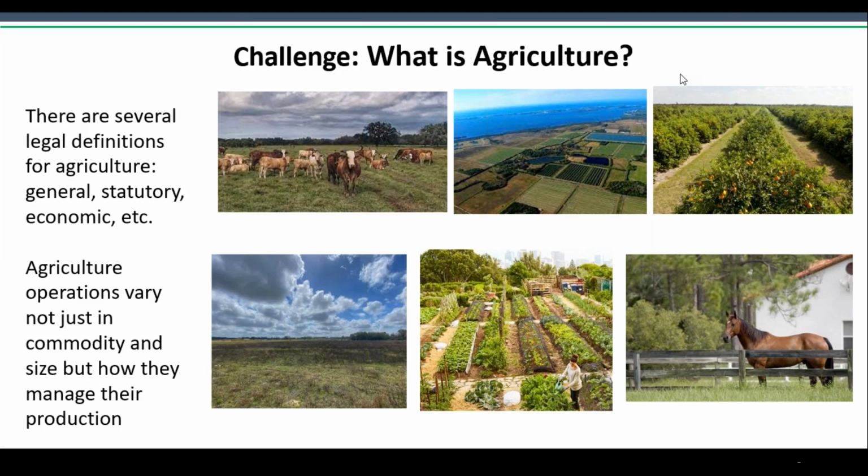So what is agriculture? One of the biggest challenges with this process is defining agriculture, as agriculture operations vary not just in commodity and size, but how they manage their production. While for some operations, it may be clear that they are agriculture, for others, not so much. As you can see on this slide, on the top, we have pictures of operations that are clearly ag, whereas in the lower row, maybe not so clear. There are several legal definitions for agriculture. There's a general definition, statutory definition, economic definition, and which definition is applied may vary based on the audience or on your location within Florida.